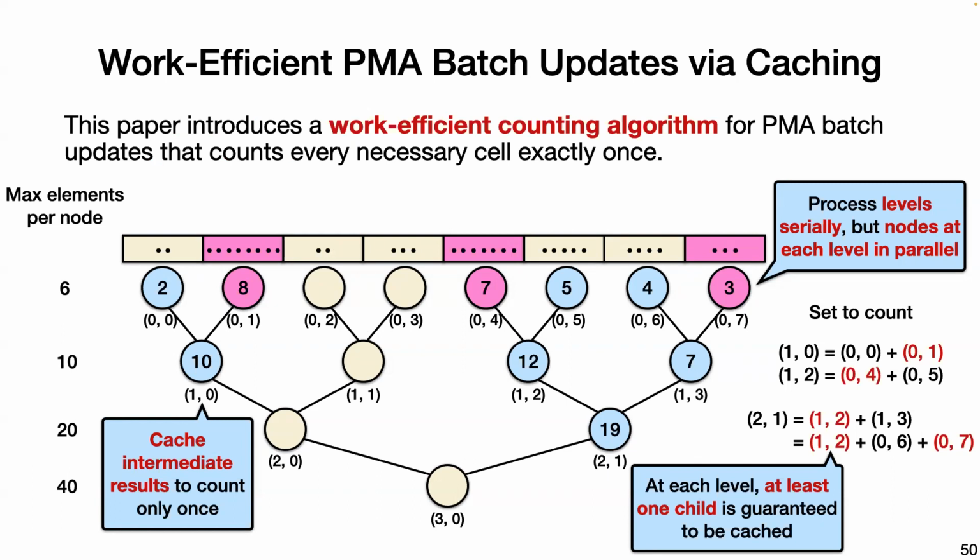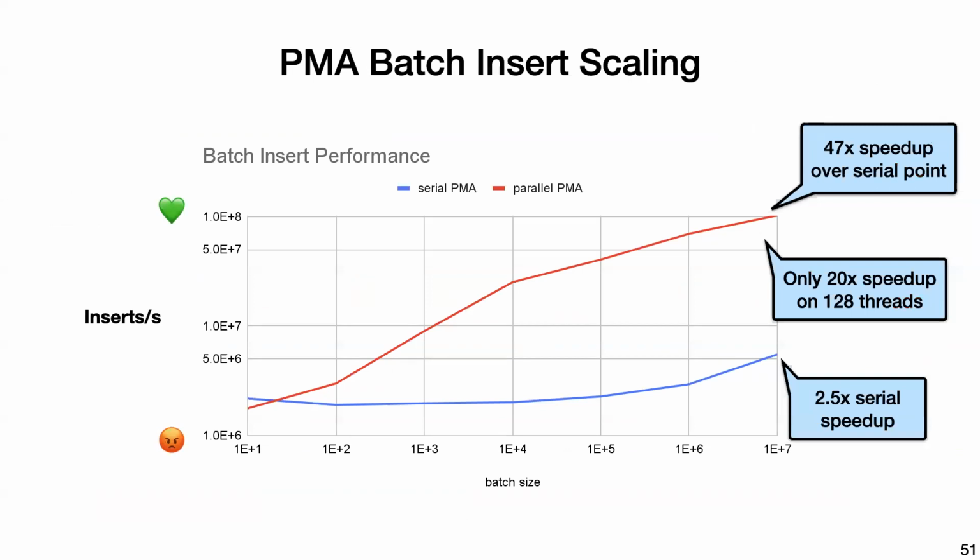All right. There's data. This is batch inserts. Up is good. This is inserts per second. Blue is the serial one. Red is the parallel one. And the x-axis is batch size. You can see that the serial one, even on one thread, you get 2.5x speed up because, like I said, you can share the work from searches, and you can do the batch merge, which is more efficient than doing single point merges. And the parallel case actually looks pretty good. You get 47x speed up over this point, but it is not ideal because you only get 20x parallel speed up. This is on 128 threads, and that is because the entire thing is memory bound.